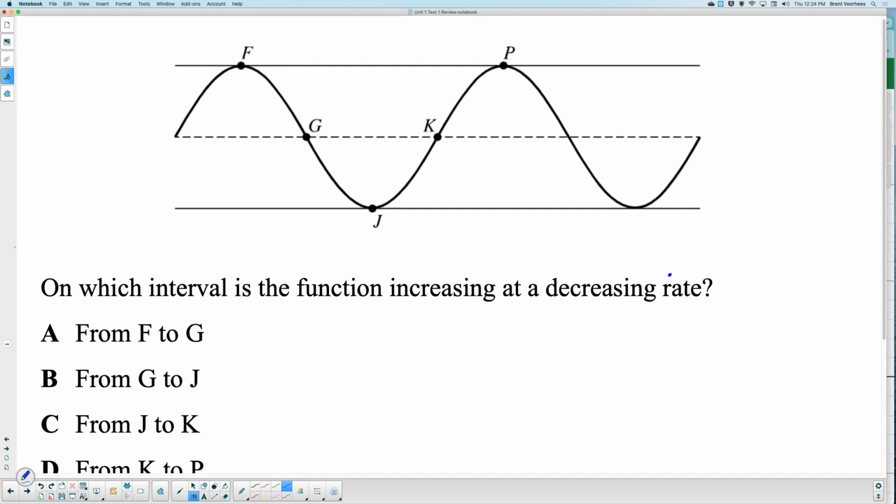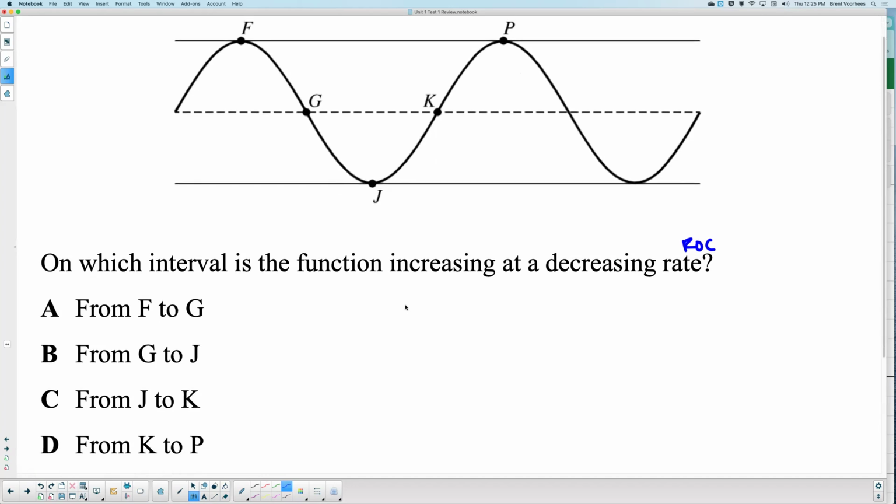Do you want to do ROC or average rate of change? You want to do ROC, because they don't say average. You have a decreasing rate of change, but the function is yet increasing. I want you to think about what is true here. I'll give you a few seconds. I'll pause the video.